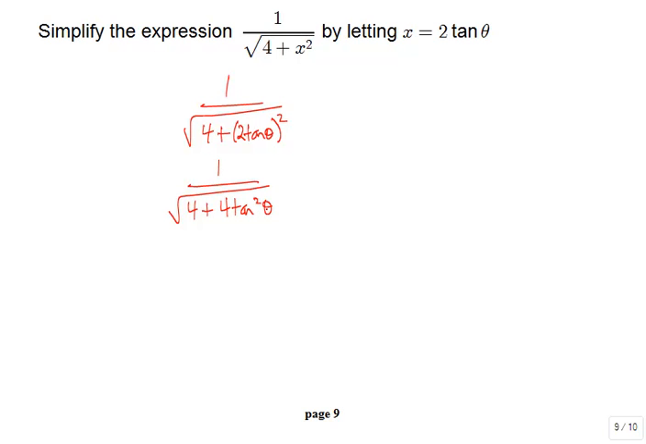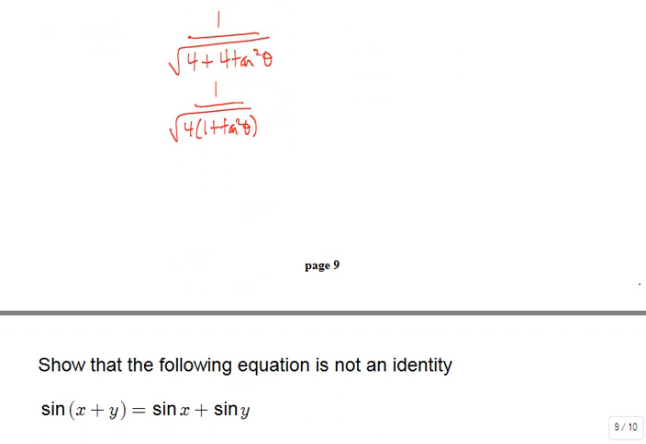So we get 4 tangent squared theta. Now notice that both these two terms in the bottom have a 4. So I'm going to factor out a 4, and that leaves me with a 1 plus tangent squared theta. Now hopefully that's ringing some bells for you, because we've done this several times today. Tangent squared plus 1, or 1 plus tangent squared, is secant squared. So we can replace all of this with a secant squared theta.